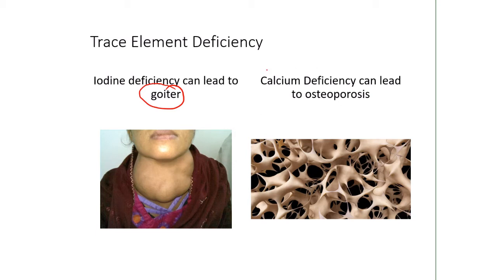Okay. Calcium deficiency: you probably know that if you don't have enough calcium, then your bones would get quite weak, and that could lead to osteoporosis. Okay, so this is a bone with osteoporosis. You can see it is very porous. There are a lot of holes in it, and of course that makes it quite weak.